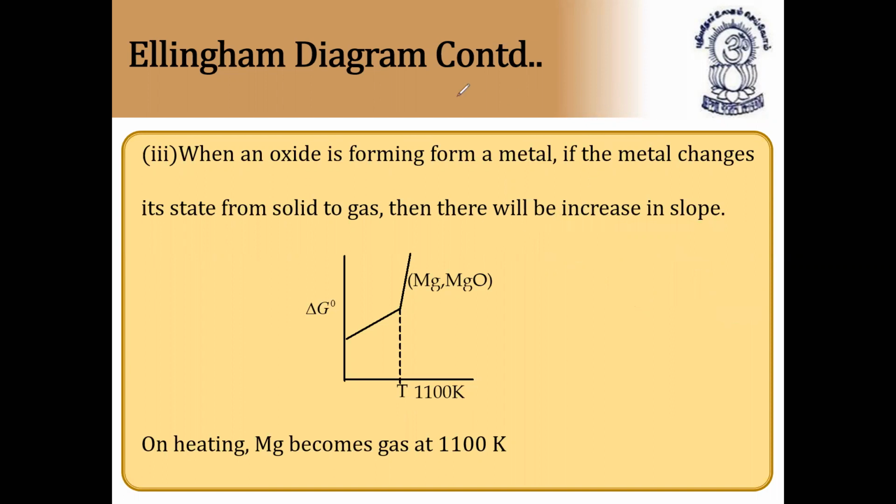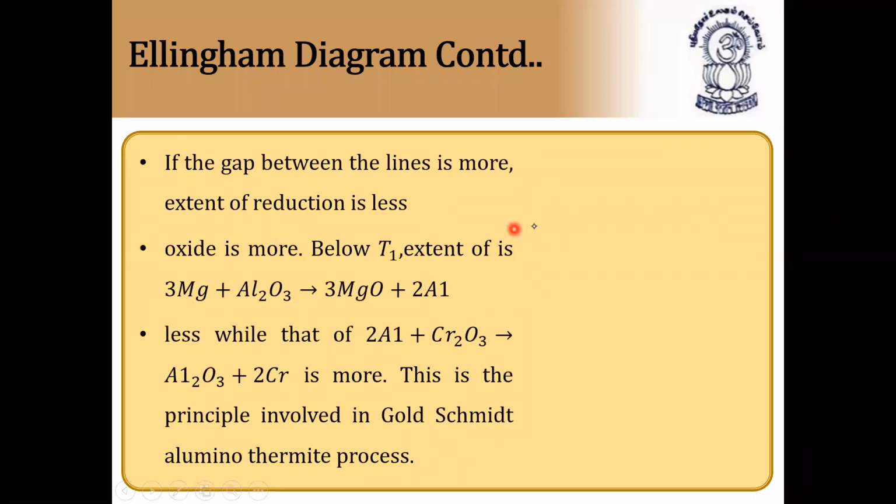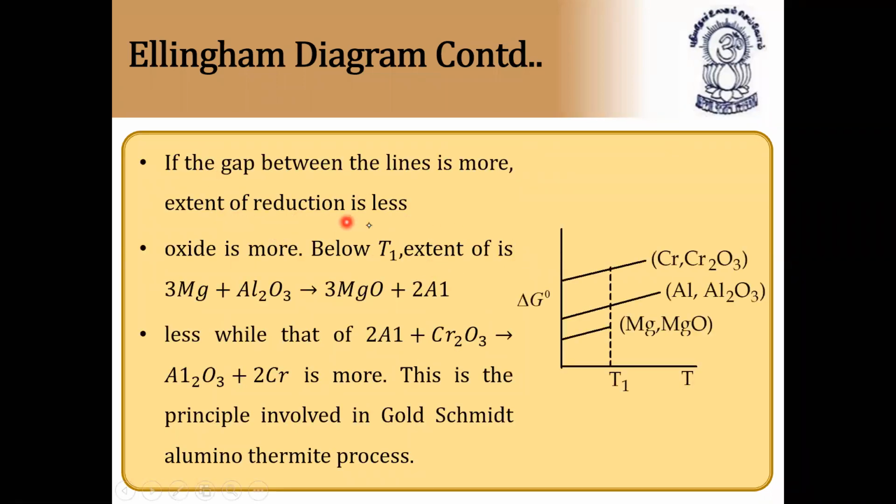Next, continuation. If the gap between the two lines is more, the extent of reduction is less. Below T1, magnesium combines with aluminum oxide to form magnesium oxide plus aluminum, so magnesium is displacing aluminum. While aluminum reacts with chromium oxide and forms aluminum oxide and chromium, so aluminum is displacing chromium. So magnesium can displace aluminum and aluminum can displace chromium. By this, what you can understand is the principle involved in the Goldschmidt aluminothermic process. So in the graph, the lower part, that is the lines which have less slope.